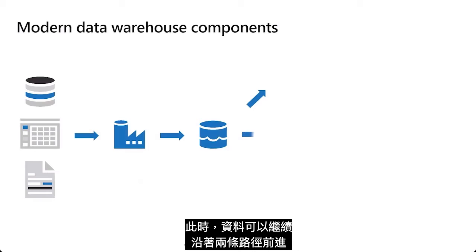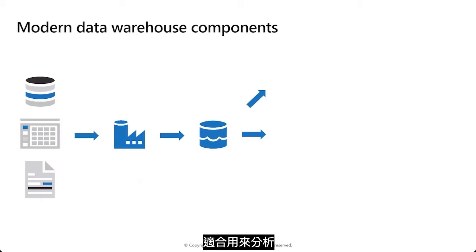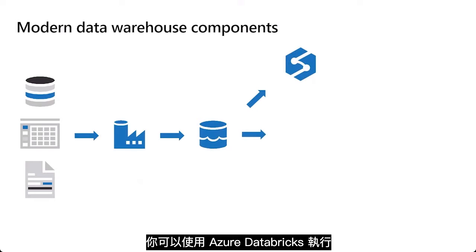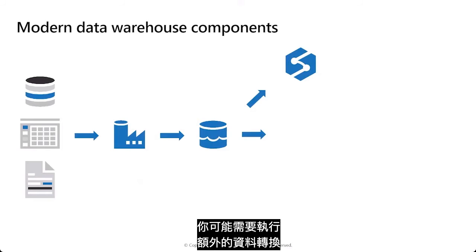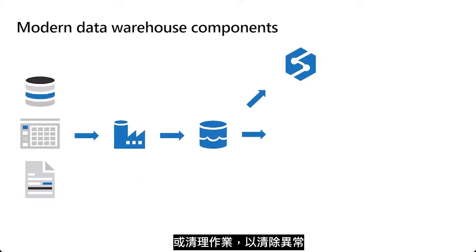At this point, the data can proceed down two paths. The data is converted into a normalized format suitable for analysis and can be stored in Azure Synapse Analytics services. Alternatively, you can use Azure Databricks to perform other forms of data preparation. For example, you might need to perform additional data transformations or cleaning to remove anomalies and generally tidy up the dataset.